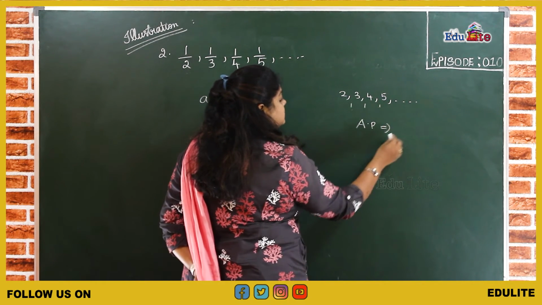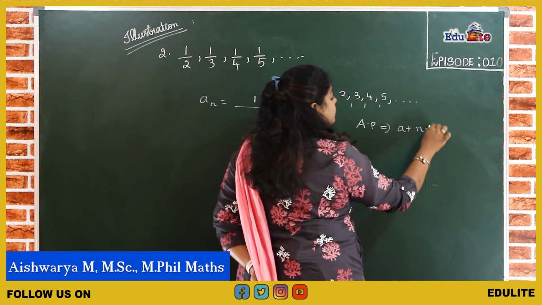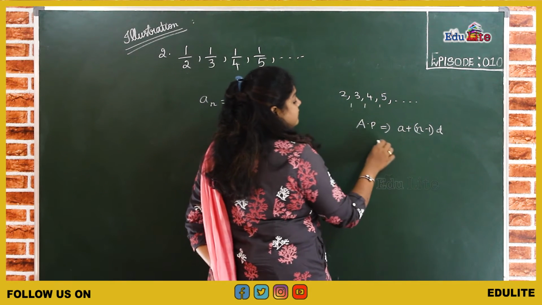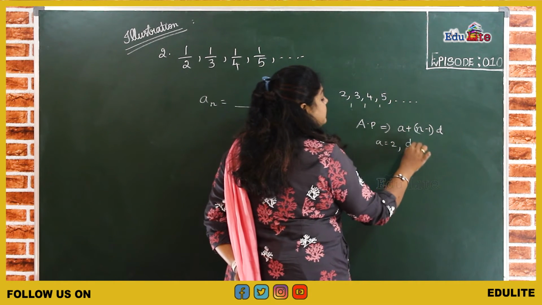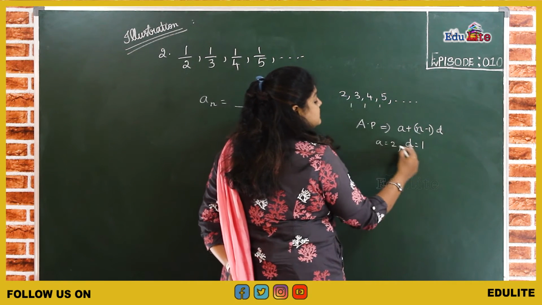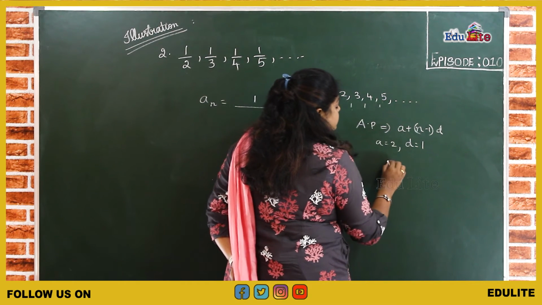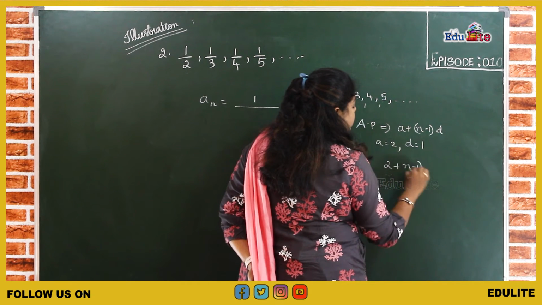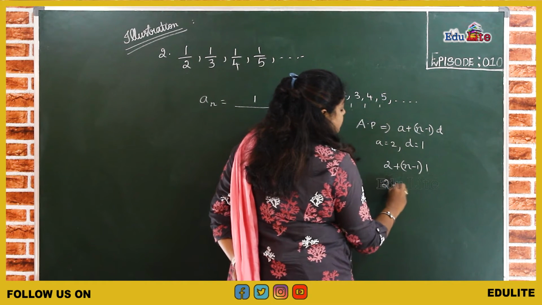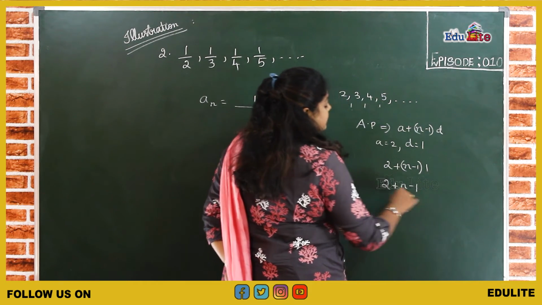According to the arithmetic progression, the formula for finding the nth term is a plus (n minus 1) into d. Now, what is the value of a? It is always the first term, which means a equals 2, and d represents the common difference between any two terms, which is 1. We will substitute the values of a and d to find a_n. So, the a value is 2 plus (n minus 1) into the d value, which is 1. If I simplify, 2 plus n minus 1, n plus 2 minus 1 is plus 1.